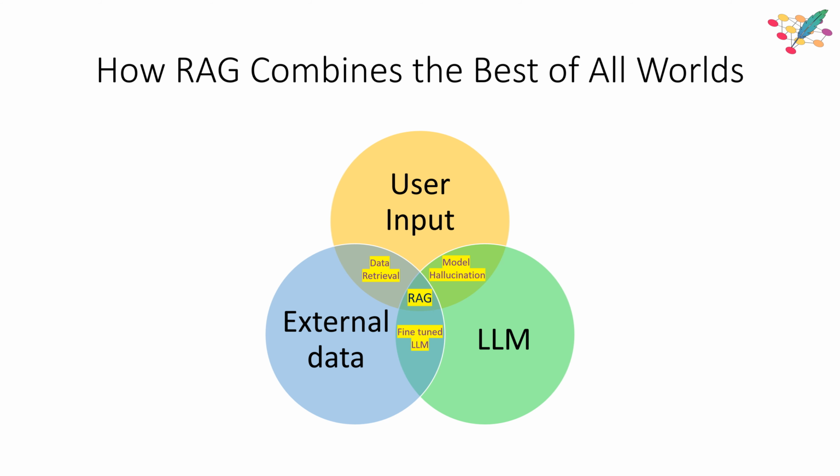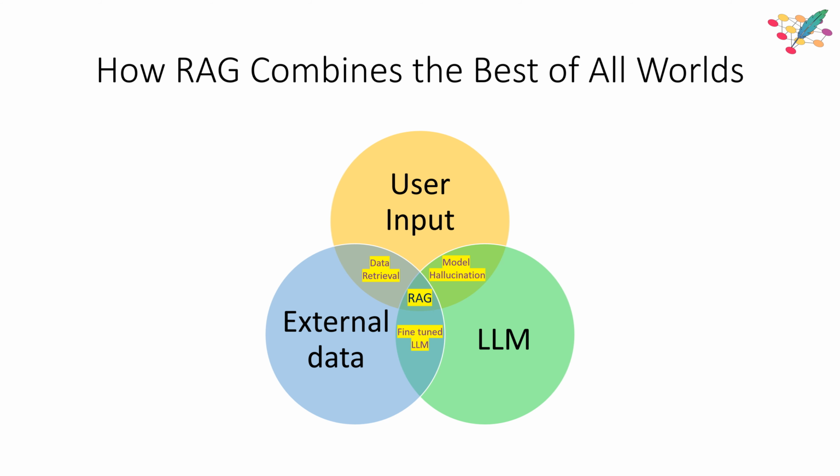Let's break down how RAG brings together the best of all worlds by looking at this Venn diagram. We have three key elements: user input, the LLM, and external data. Each plays a crucial role, but their combinations show different outcomes. First, when we combine user input with just the LLM, we can sometimes get what's called a model hallucination.